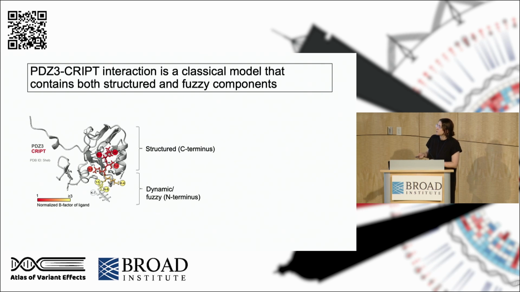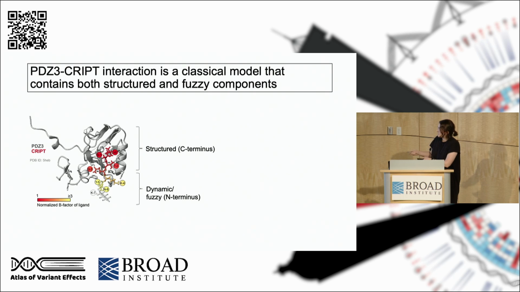So in order to study these questions, we focused on this model system, which is the PDZ3 domain in the PSD95 protein in human, which binds to this disordered peptide called CRIPT. The very cool thing about this interaction is that the CRIPT ligand is actually binding to PDZ3 at the C-terminus in a structured manner, so it's a static binding mechanism. But it has this dynamic or fuzzy N-terminal tail, which has also been shown to be important for the interaction.